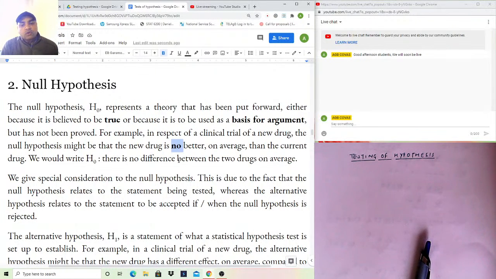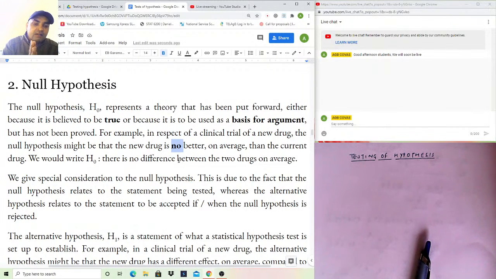Whereas the alternative hypothesis relates to the statement to be accepted when the null hypothesis is rejected. We do not do anything with the alternative hypothesis. We only test the null hypothesis. If it gets accepted, well and good. If it is not accepted, then our alternative hypothesis automatically gets accepted, because our null hypothesis has failed.